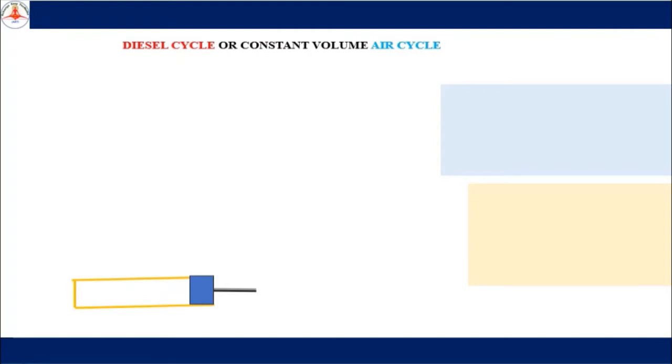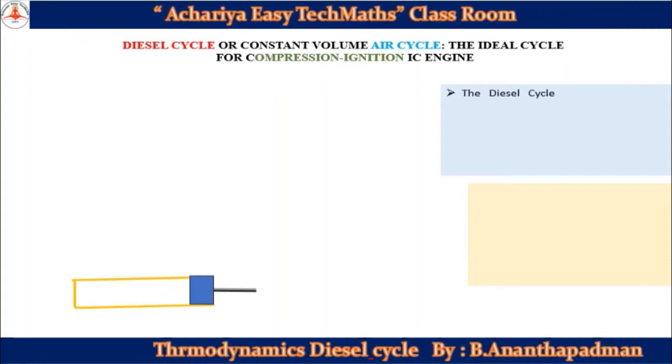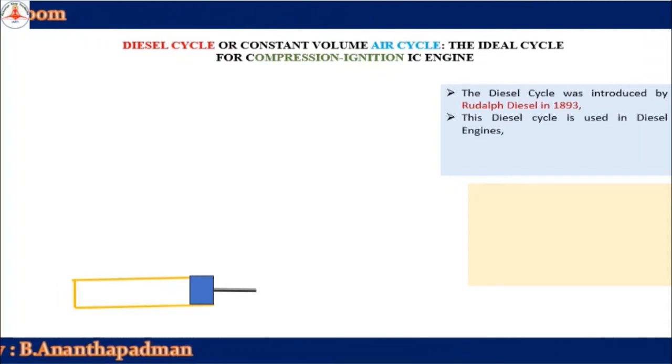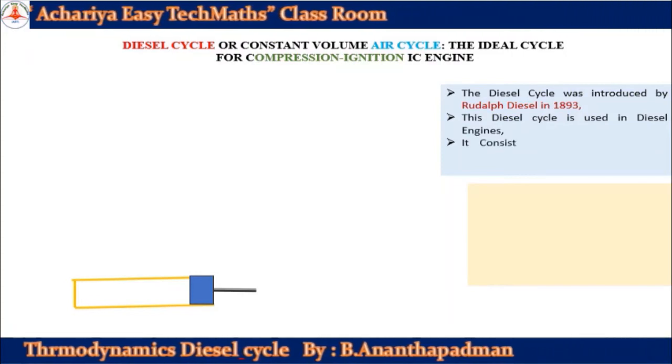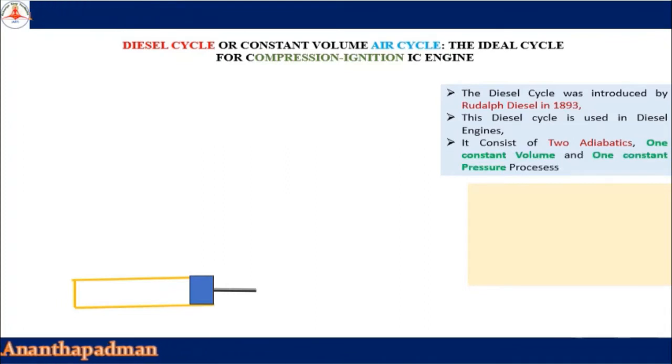Now we will discuss the diesel cycle. It was introduced by Rudolf Diesel in 1893. This diesel cycle is used in diesel engines, successfully running all diesel engines. In this, the working fluid, air, is circulated again and again. Heat is supplied from a source and rejected to the sink. It consists of two adiabatic processes, one constant volume process and one constant pressure process.